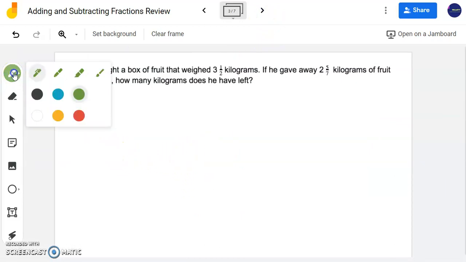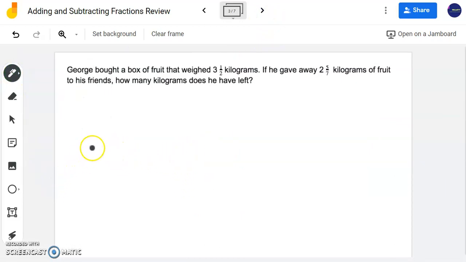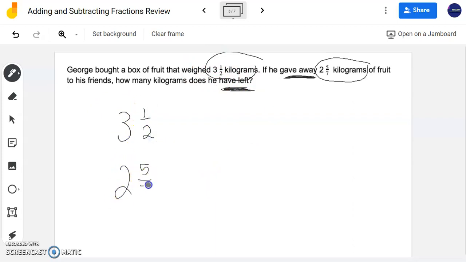Now in this next problem, it says George bought a box of fruit that weighed 3 1/2 kilograms. If he gave away, taking away, 2 5/7 kilograms of fruit to his friends, how many kilograms does he have left? Notice I underlined keywords. I circled important pieces of information. In this problem here, I have 3 1/2. I have 2 5/7. The keywords I underlined, gave away, have left. Those are all keywords for subtraction.